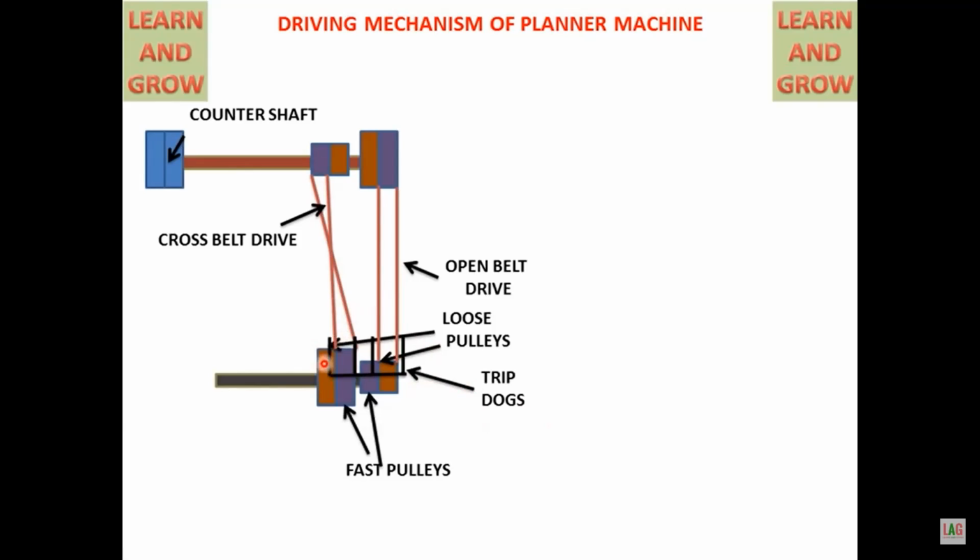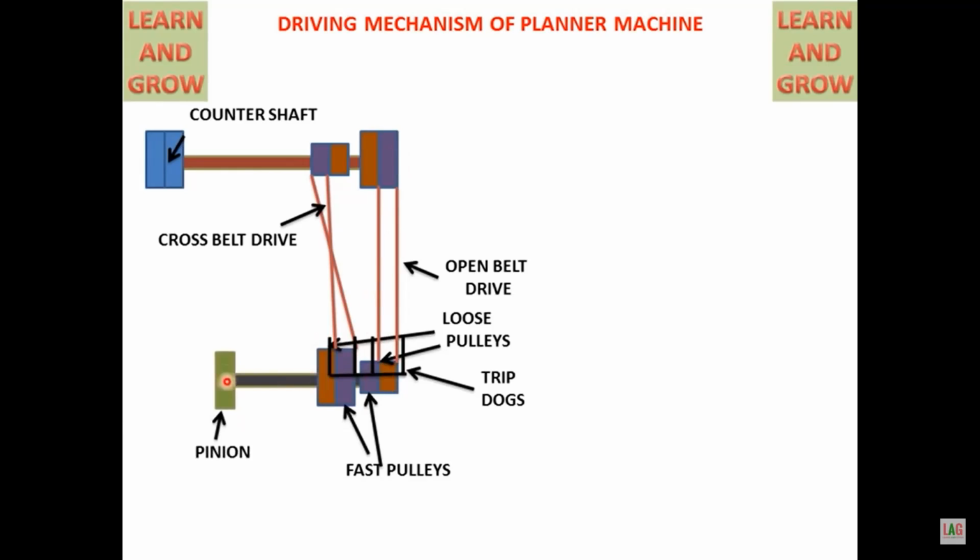So this trip dog controls the cross belt drive as well as the open belt drive. Whenever the forward stroke is taking place, we are using the cross belt drive. Whenever the return stroke is taking place, we are using the open belt drive. So these are controlled by using trip dogs. These trip dogs move in the left and right direction in this figure as shown. Okay. I will also show you the animation.